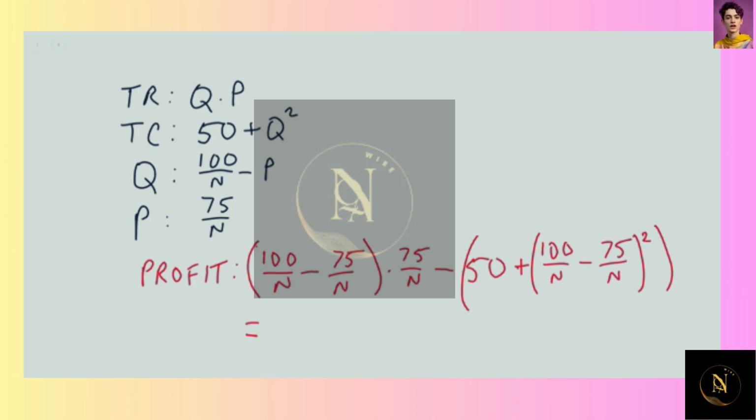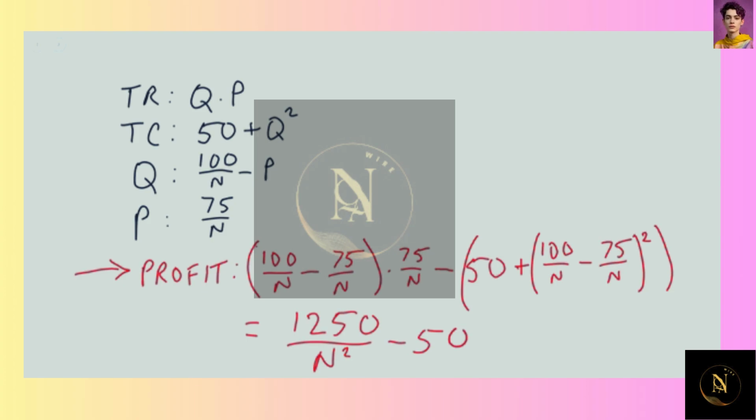So everywhere there's a Q, we're going to insert the formula for Q, and we get this real long equation here for profit. And while it may look intimidating, it's really not. Again, just simple algebra is all we need, and you'll get this as your answer: 1,250 divided by n squared minus 50. Okay? That is your profit.